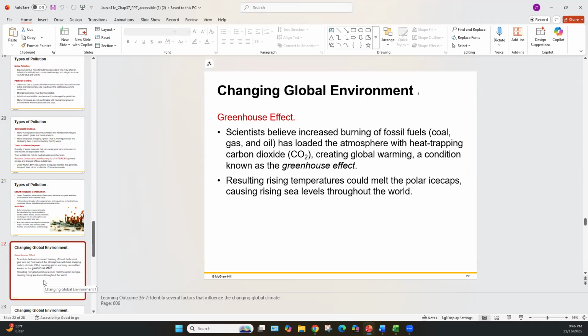Scientists believe increased burning of fossil fuels, coal, gas, and oil, has loaded the atmosphere with heat-trapping carbon dioxide, CO2. That means one atom of carbon and two atoms of oxygen make the molecule CO2, creating global warming, a condition known as the greenhouse effect. Resulting rising temperatures can melt the polar ice caps, causing rising sea levels throughout the world. And I know for all you young folks, this has been part of your vernacular your whole life. You've heard about these serious issues.